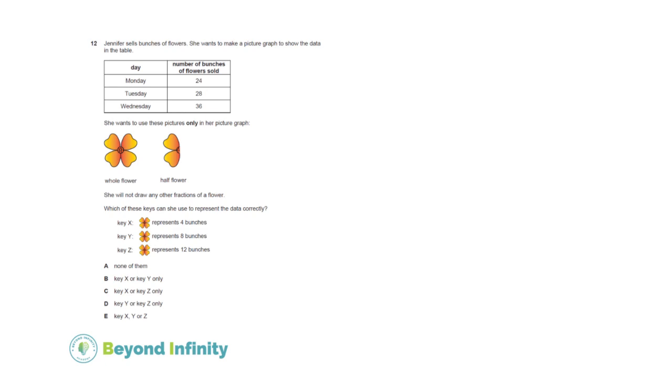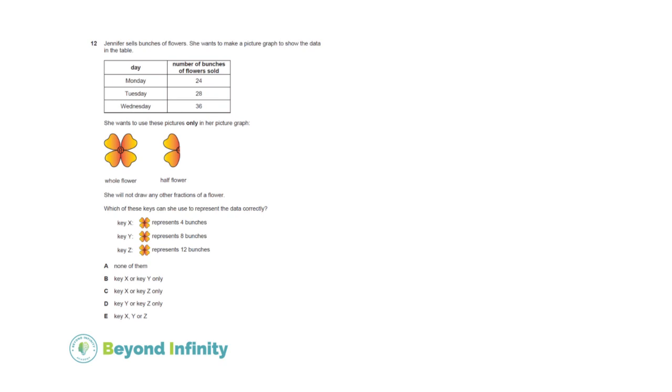Selective Mathematical Reasoning Sample Test 2022. This question can be found online on the New South Wales Department of Education website, and this mathematical reasoning question goes like this. Jennifer sells bunches of flowers. She wants to make a picture graph to show the data in the table.